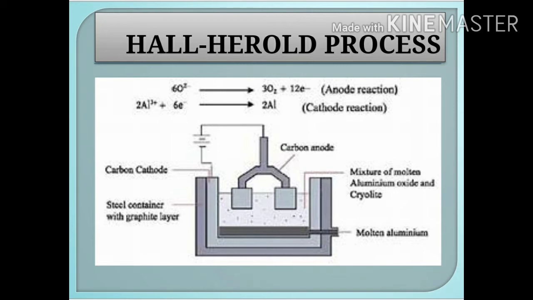In this Hall-Héroult process, electrolysis is carried out in an iron tank lined with carbon. This carbon is acting as the cathode. You can see in this diagram the carbon cathode. And the carbon blocks immersed in the electrolyte are used as the anode. 20% of alumina, which is obtained from the bauxite ore, is mixed with the molten cryolite and this is taken in an electrolysis chamber.